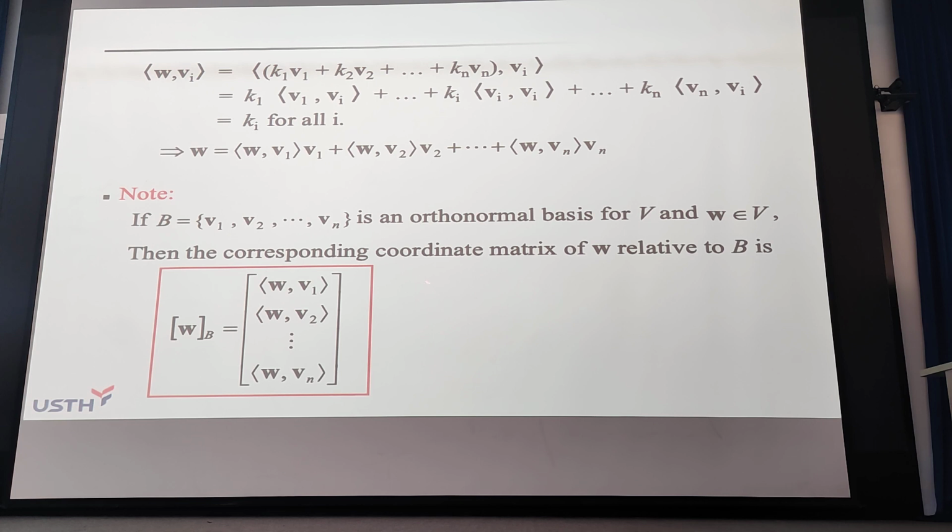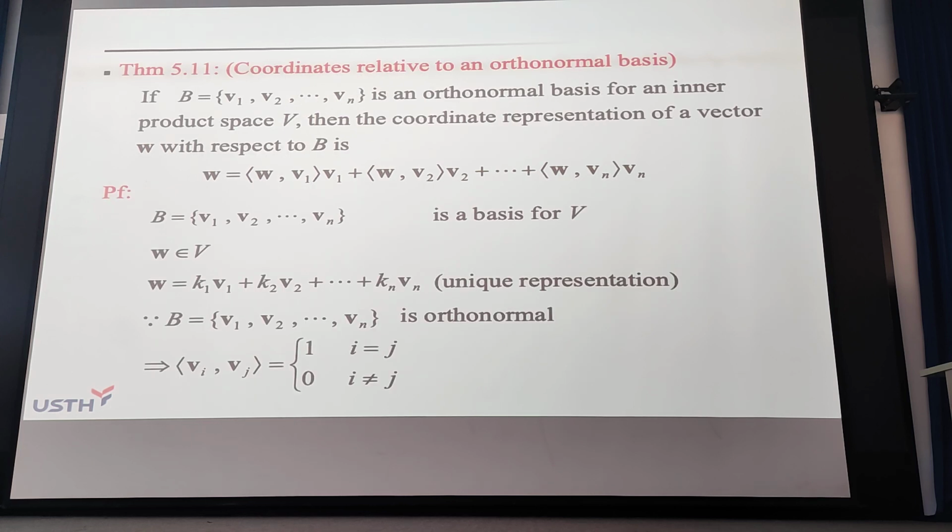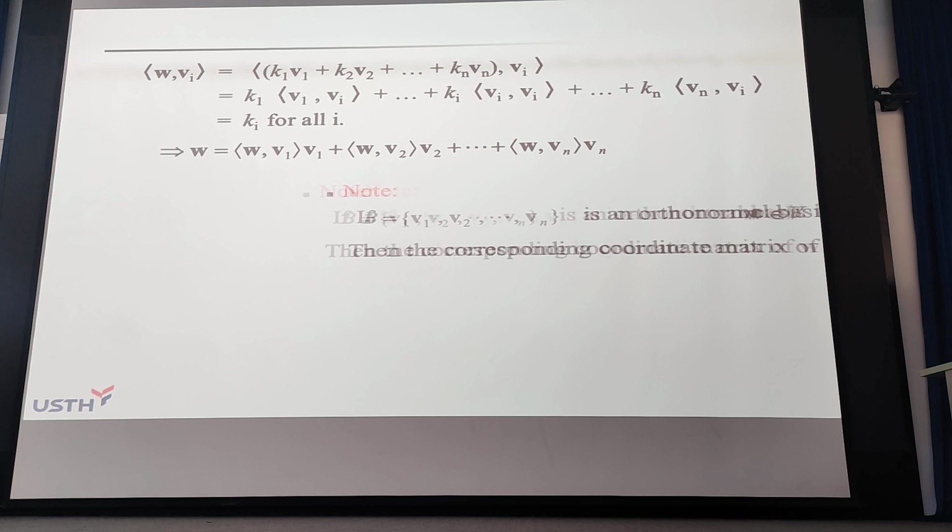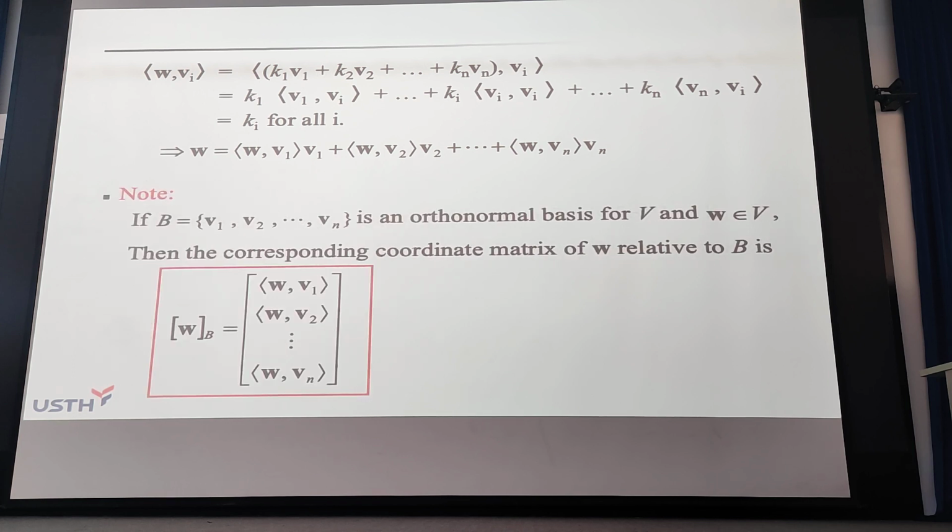So that formula is what I prefer to use. I like this more than that one. But it depends on you. It's up to you. You can choose which one you like. However, that one is somehow easier to remember. That is, the coordinate of any vector will be given by using the inner product like that.